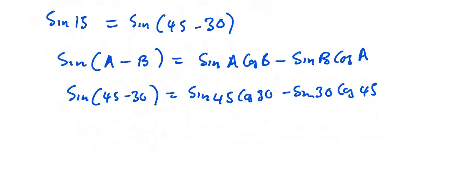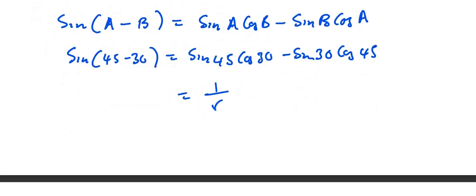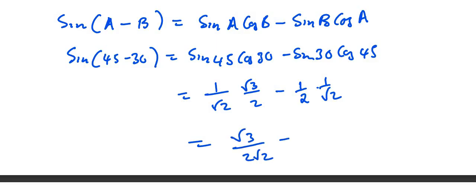Then you know what your sine 45 is. This is 1 over root 2. Cos 30, that's going to be what? Adjacent over hypotenuse, that's root 3 over 2, if I'm not mistaken. Then minus sine 30, that's opposite over hypotenuse, that's simply a half, times cos 45, which is simply 1 over root 2. So this is going to be root 3 over 2 root 2 minus 1 over 2 root 2. When you subtract, this just gives you root 3 minus 1 over 2 root 2.